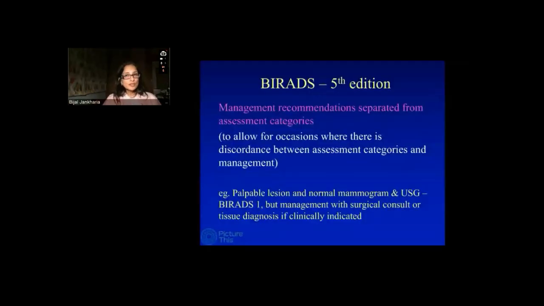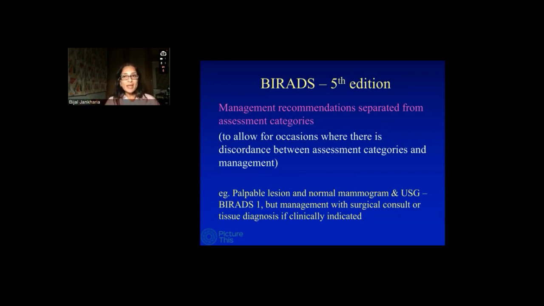The 5th edition of BI-RADS has also separated, thankfully, the management recommendations from the assessment categories. So if it is 0, we know we have to do something else, compare with previous or do a mammogram. If it is 1 and 2, we are going to do regular follow-ups. If it is 3, we are going to do a short-term follow-up. And if it is 4 or 5, we are going to biopsy the lesion.